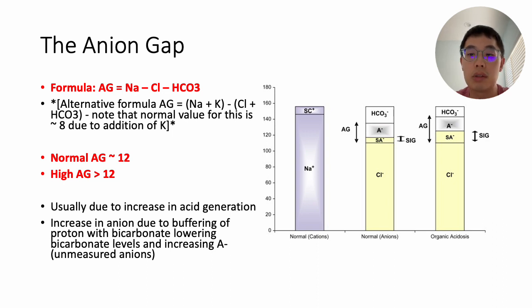As an aside, you also may see alternative formulas for the anion gap that include the potassium. Since the potassium concentration in the serum is small and almost negligible, we usually drop this term in the anion gap formulation that we use here in the United States. The potassium added formula is used in other countries, but also remember that your normal anion gap will be around 8 due to the addition of this potassium in this equation. For exam and practice purposes here in the United States, we would recommend that you use the equation without potassium.